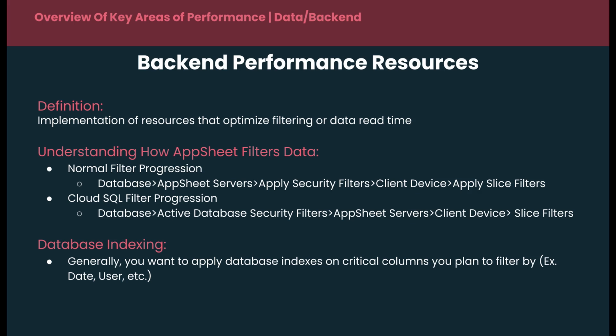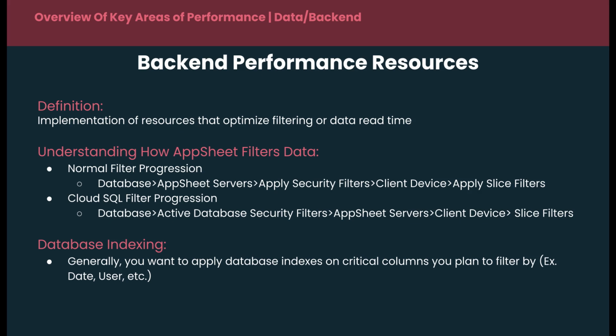So if you had 50,000 records in your database, or your biggest database table, all of that data goes into your AppSheet servers. Even if you're filtering it down to 500 records through security filters, it still has to pull the whole data set from that table. And then it moves it to the client device, at which time it then applies slice filters.